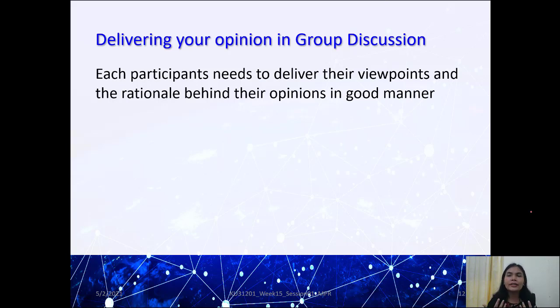Some people, when they want to deliver their opinions, tend to become a bit impolite and kind of force their opinion on others, and that's not good. So that's something that people need to know when delivering their opinions. And as the disclaimer, everyone, it's supposed to be each participant. Sorry about that.